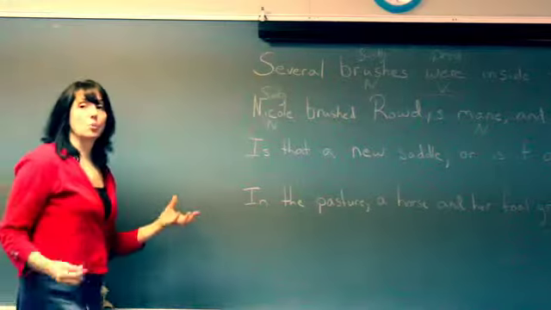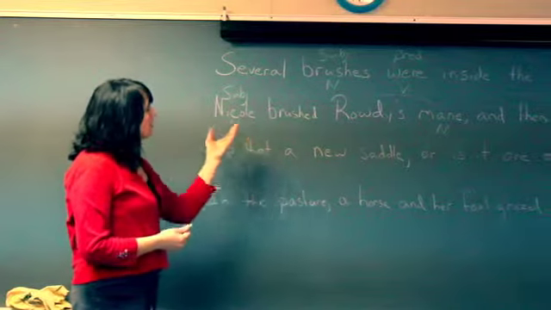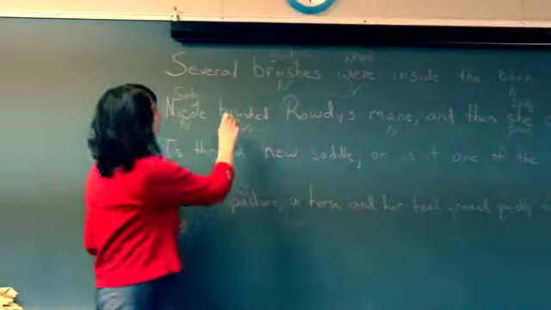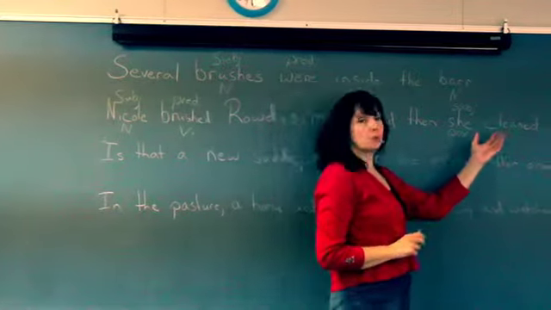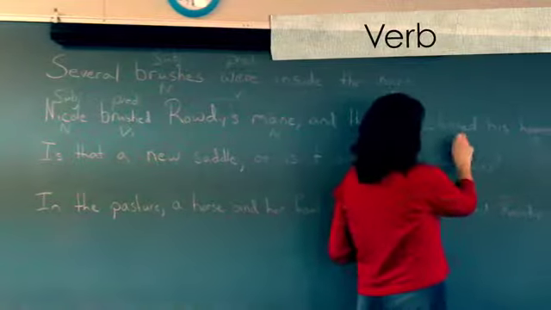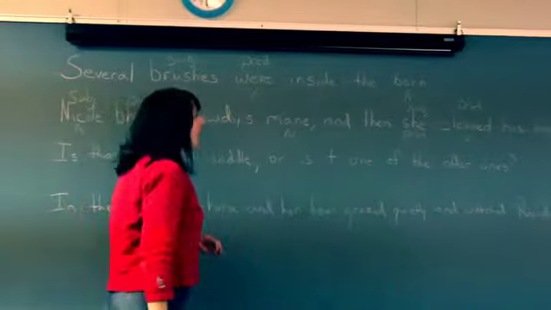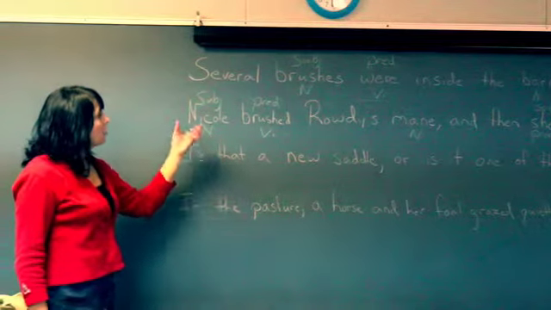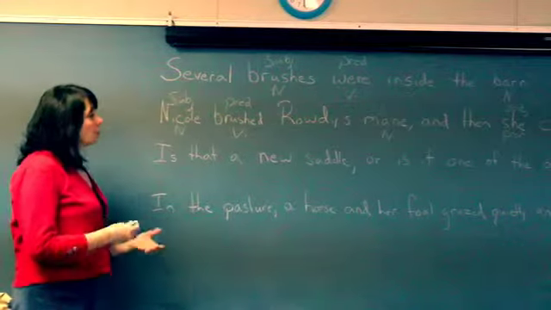So now we have to determine which ones are our verbs. So brushed is the action. That makes that the predicate. And then as we go down the sentence, the only other thing that could be a verb is cleaned. So that's a verb, which makes it the predicate over here. So now we can see very clearly that this has two subject-predicate sets. Nicole brushed and she cleaned. So we have two subject-predicate sets.